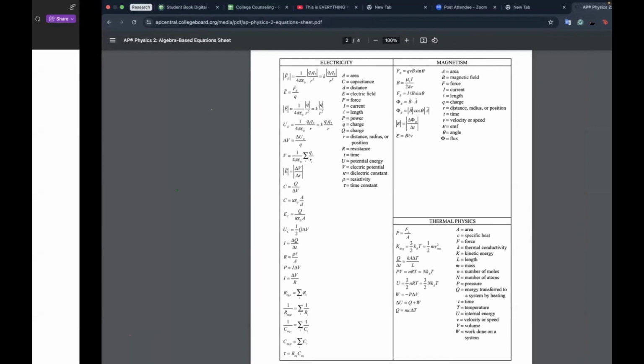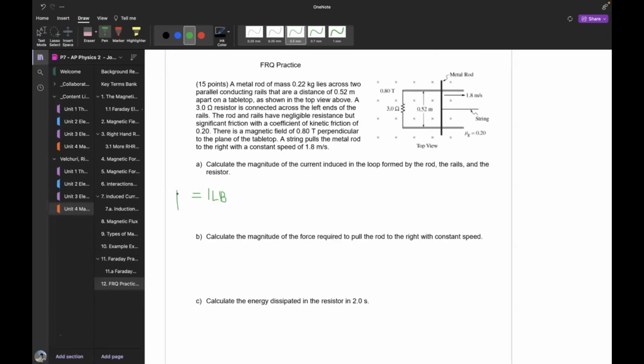Are my annotations visible? Yeah, they are. I'm just writing it directly on the OneNote page. Okay, yeah. So if you write something, I'll just write it too. Yes.